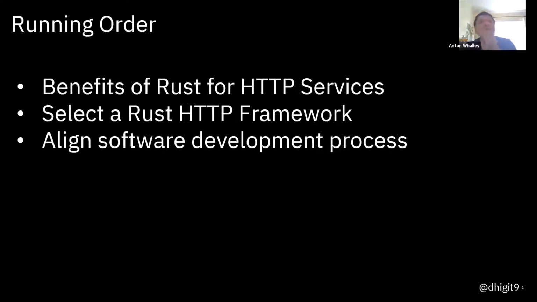Okay. So the running order for this. I'm going to look specifically at Rust, the benefits of using Rust for HTTP services. I'm then going to share some of the selection criteria I've seen on the web that's been shared by other folks in the Rust community, and then give my own spin on how I think about and select open source frameworks, and HTTP frameworks in particular. And then I'm going to show some software development processes that are container focused, very much looking at Knative and serverless stacks, but we'll get more into that as we go through the talk.